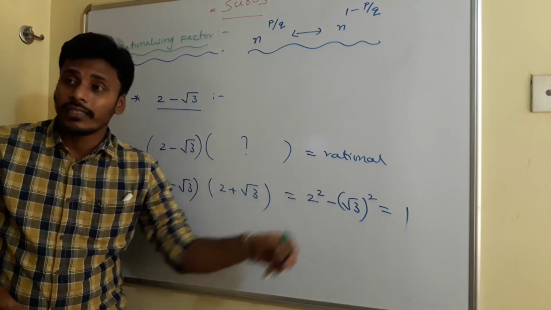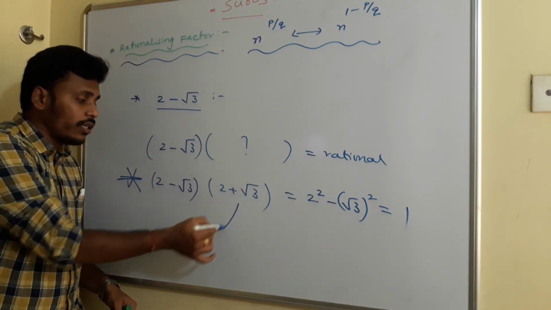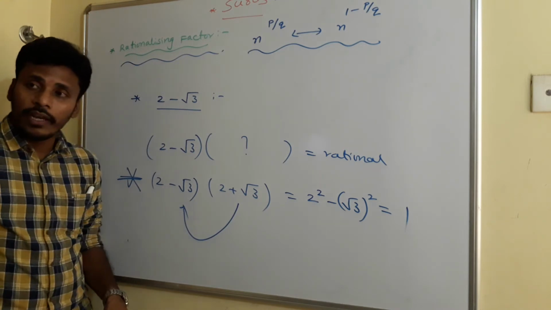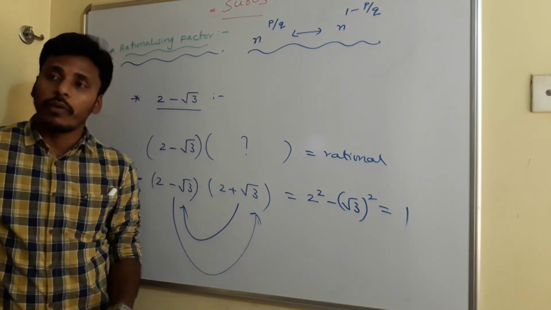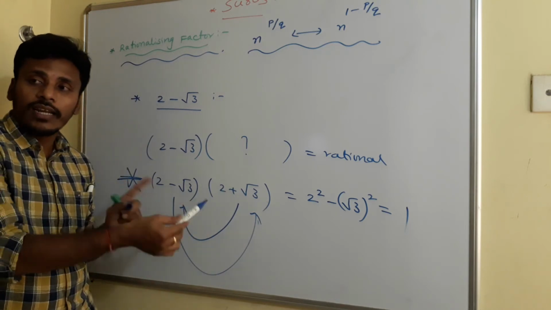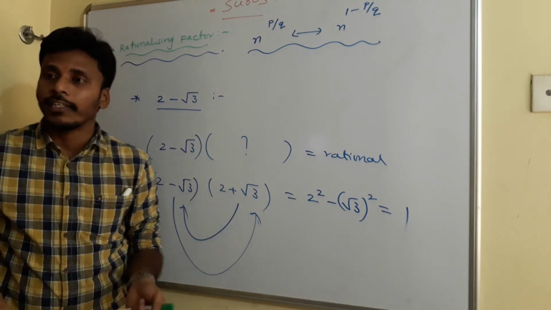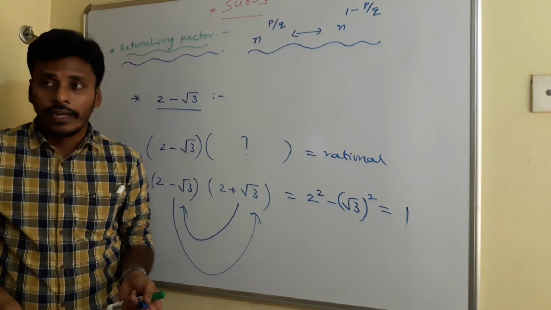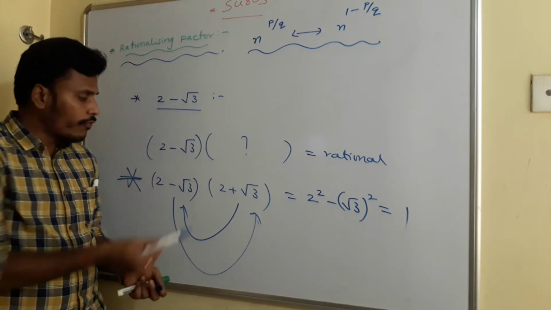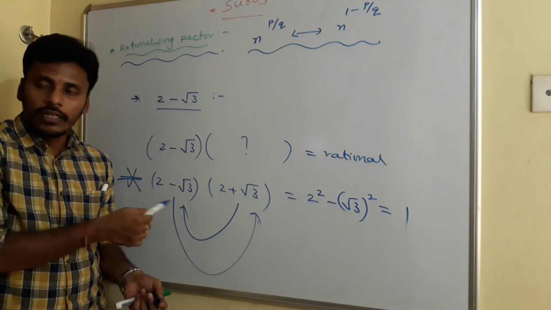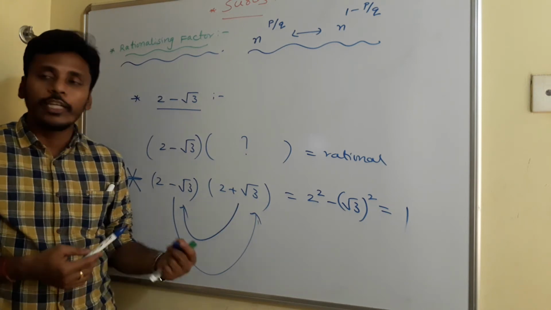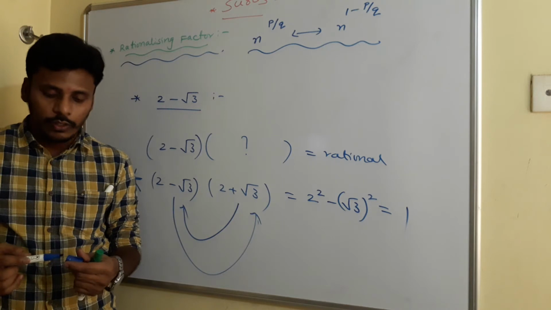Since the result is a rational number, this 2 plus root 3 is the rationalizing factor of 2 minus root 3, and this 2 minus root 3 is the rationalizing factor of 2 plus root 3. So these two are the rationalizing factors for one another. Right? So always, if there exists some root term, second order or third, in this binomial, you just utilize this a square minus b square formula.